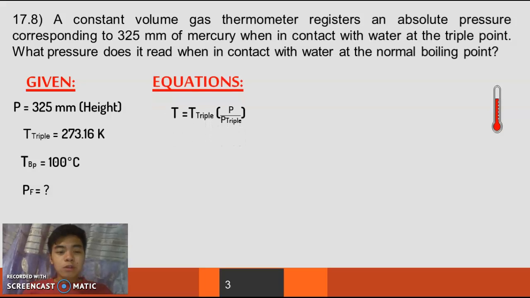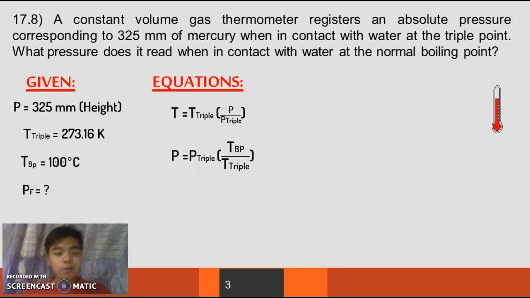For our equation, temperature is equal to the temperature at the triple point times the pressure all over the pressure at the triple point. So with just a revision of the formula, we can say that the pressure will be equal to the pressure at the triple point multiplied by the temperature of the boiling point all over the temperature at the triple point.